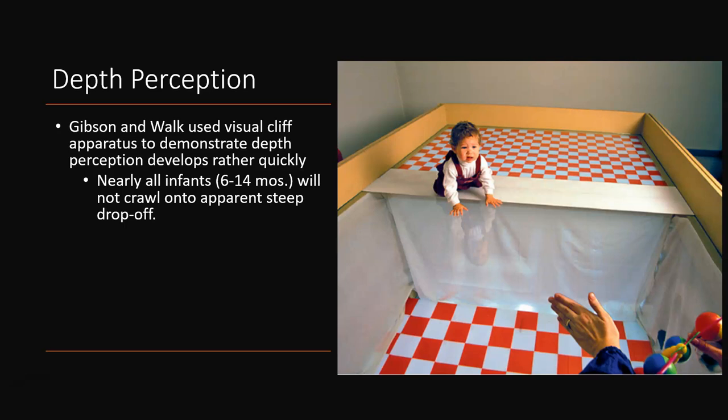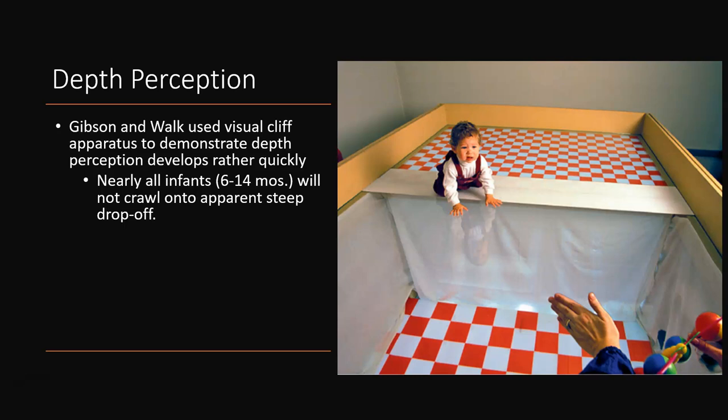So what some researchers, Gibson and Walk, designed was a task that you can see in this picture called the visual cliff. And essentially what the apparatus is, it creates the visuals, so the red and white checkered flooring separated by a white line and then plexiglass that covers that same red and white checked pattern, but the red and white checked pattern that's hidden underneath the plexiglass is about 3 feet down or 2 feet down.